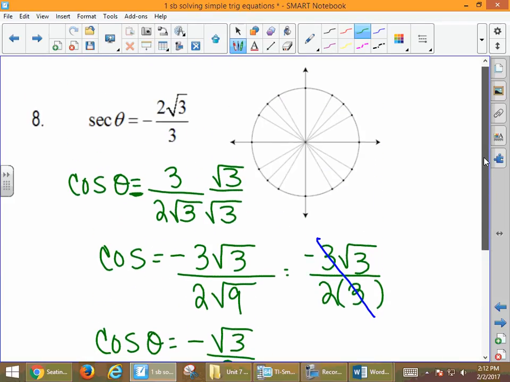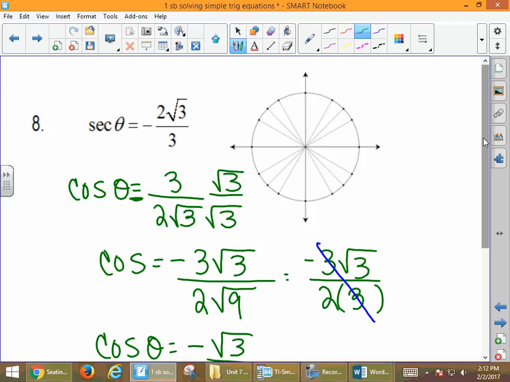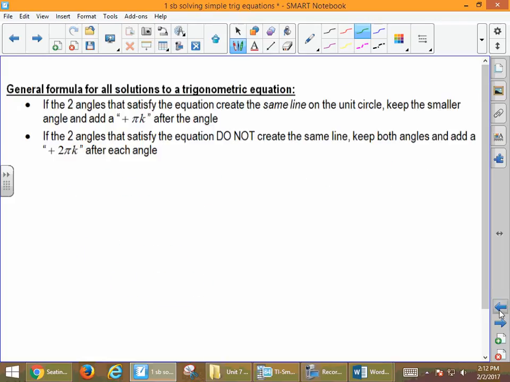Now, again, we may or may not need that, but what we want to go back and look at is, where is 5 pi over 6 on the circle? Well, 5 pi over 6 on our circle is here. And 7 pi over 6 is here. And if we connect those two values, does it form a diameter on the circle? No.